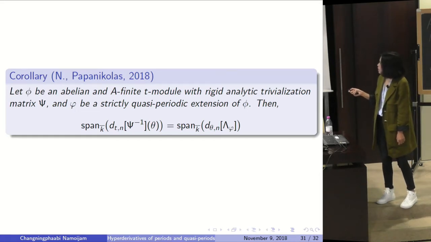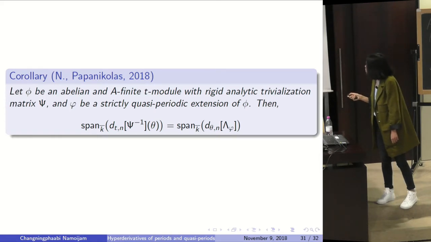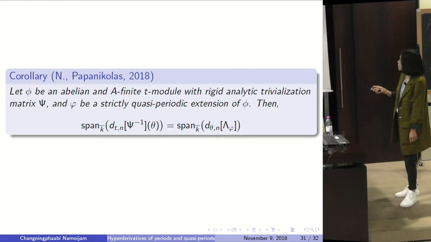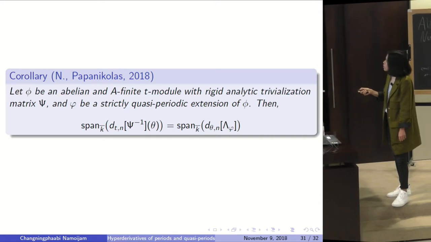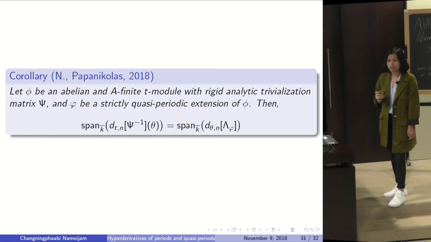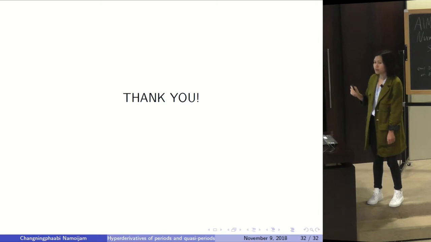And the K-span is equal to the K-span of D_T^n of the period lattice of the strictly quasi-periodic extension of phi. Okay, so thank you.